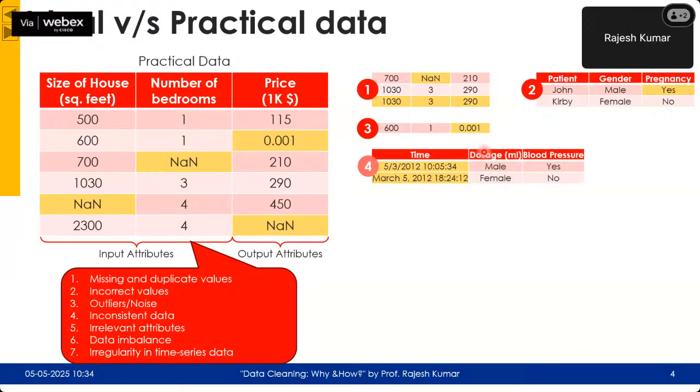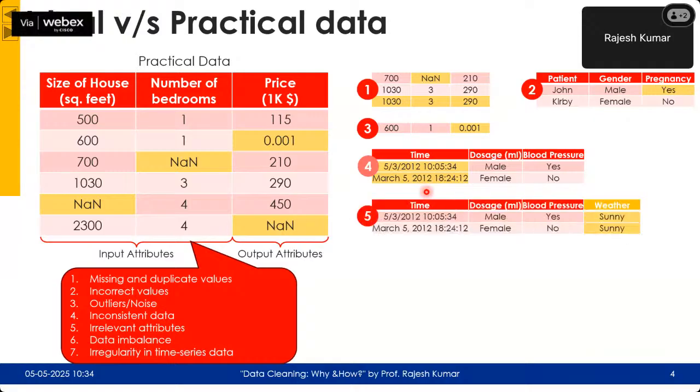Next one is inconsistent data. You can see here the time is in different formats, and that will create a problem, because when you pass these things to a machine, it has to be in a particular format. Sometimes you use a 24-hour pattern, and sometimes a 12-hour pattern, and that will create a problem. So consistency should be there.